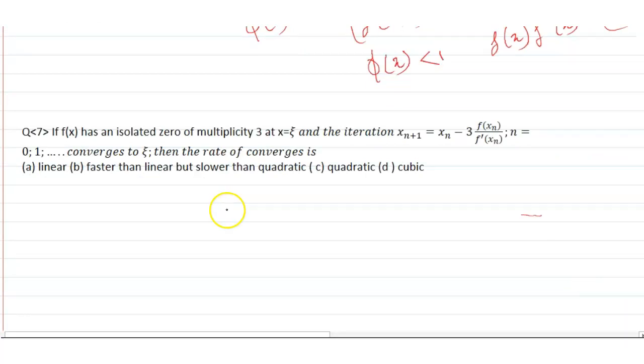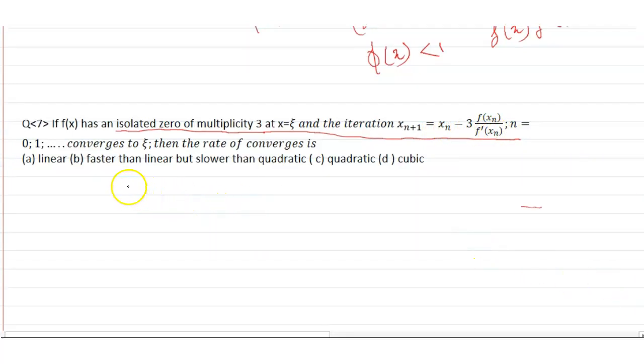Next problem, friends. You will see that f(x) has an isolated zero of multiplicity 3 at x equals xi. The iteration is x(n+1) equals xn minus 3 into f(xn) divided by f dash (xn), where n equals 0, 1, 2, and it converges to xi. Then the rate of convergence is? So friends, I have to find out the rate of convergence.